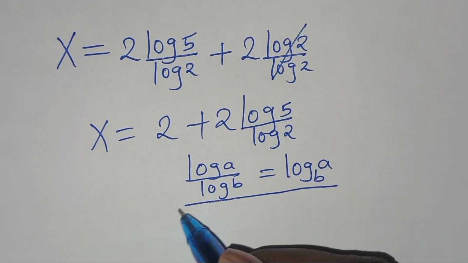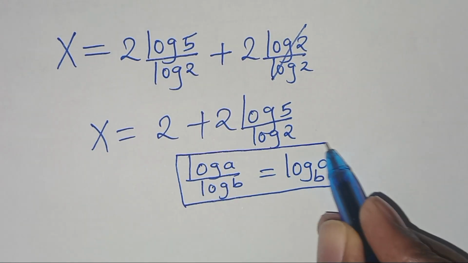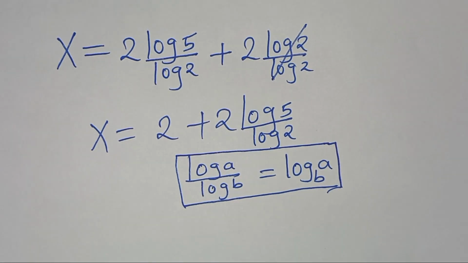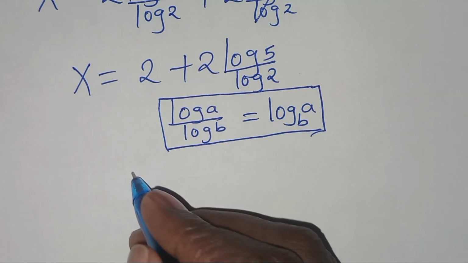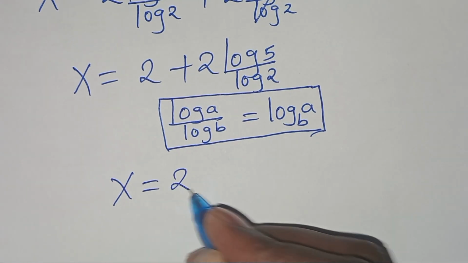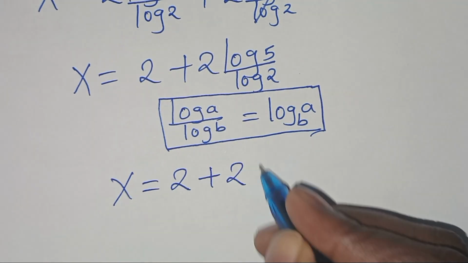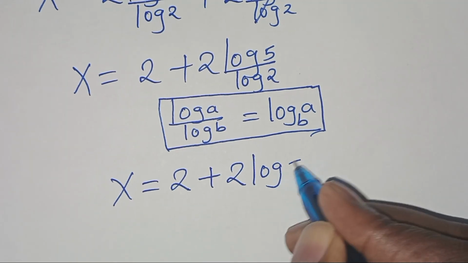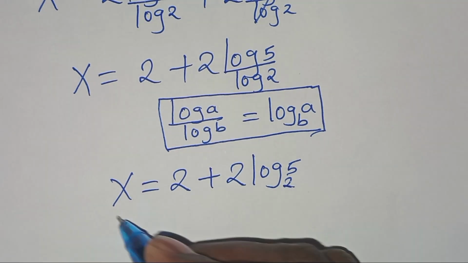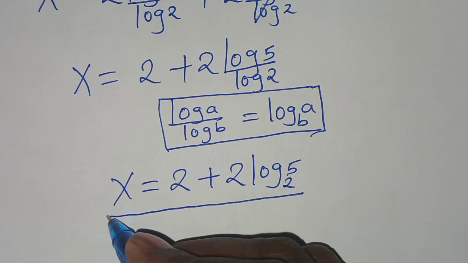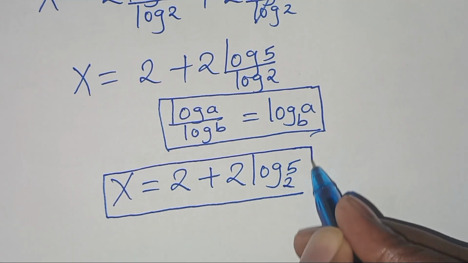So applying this property, now the value of x will be equal to 2 plus 2 log 5 to base 2. So this is the value of x.